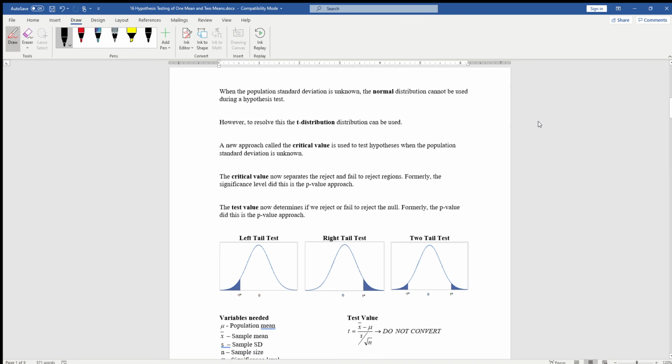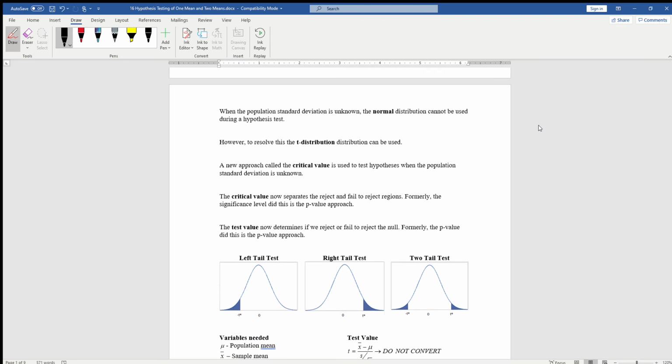To be able to do this, we have to flip the method. We're not going to be using the p-value method any longer. The reason is that unfortunately, when the population standard deviation is unknown, we cannot use the normal distribution anymore. Recall when we had the confidence intervals, remember we had to use t critical. So if you do not know the population standard deviation, you have to use t critical. I'm going to show you in a few moments how we're going to get t critical. We're going to use a new method, called the critical value approach. The critical value approach is used when sigma is unknown.